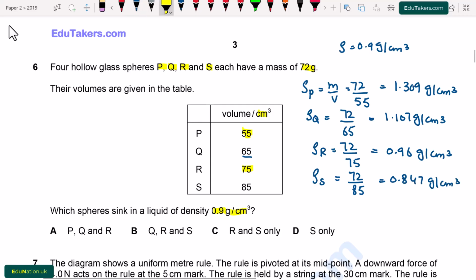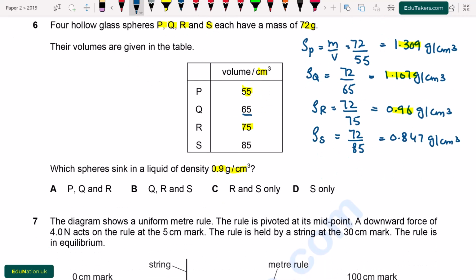Now we see here the densities of all of these spheres. Here is density 0.9 and here is 0.96, 1.107 and 1.309. It means that the density for the sphere P, the sphere Q and the sphere R is larger as compared to the density of the liquid. So all of these spheres will sink in the liquid. Now we see the options. In option A, P, Q and R is given. So all of these spheres sink in the liquid. Option A is correct.